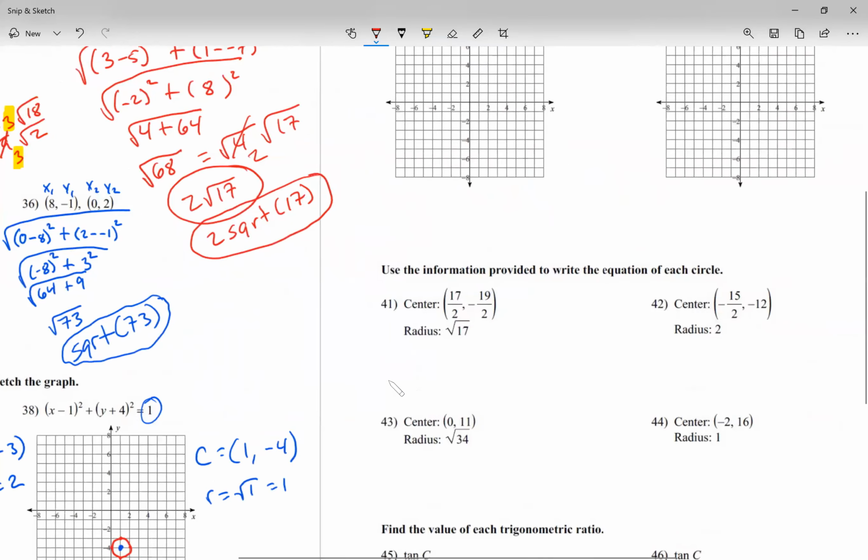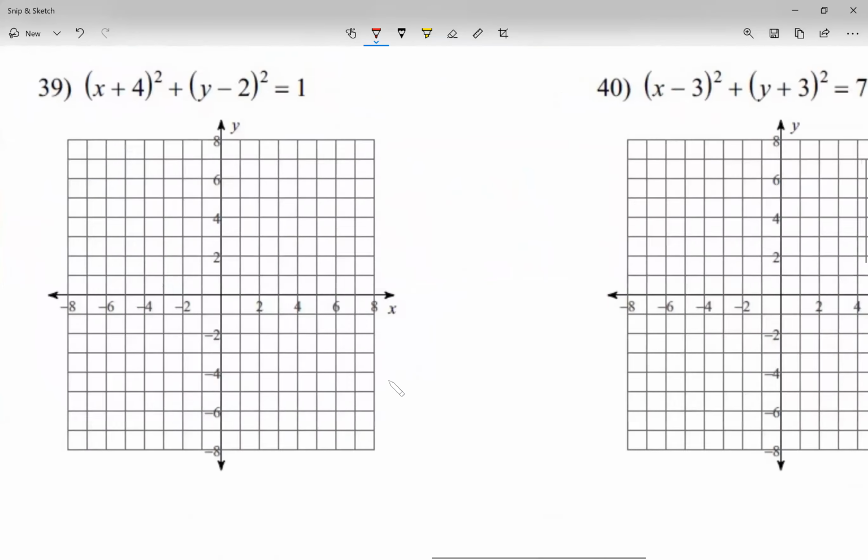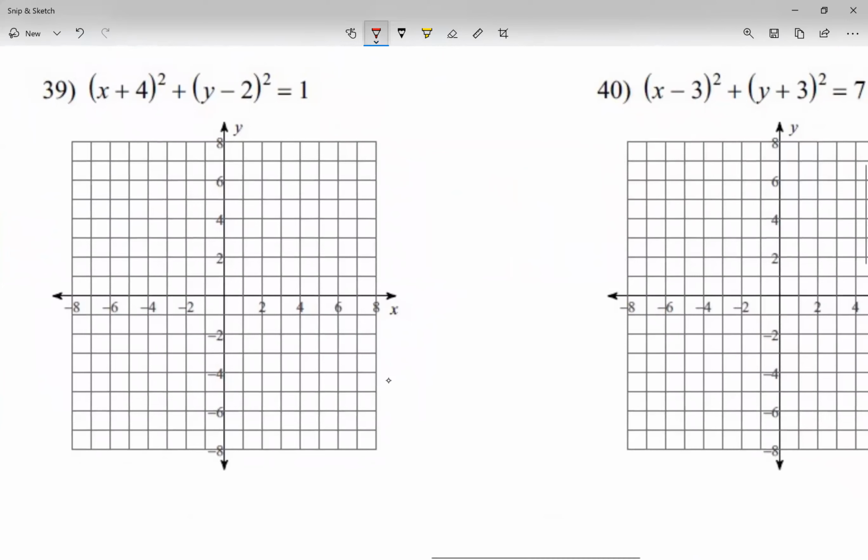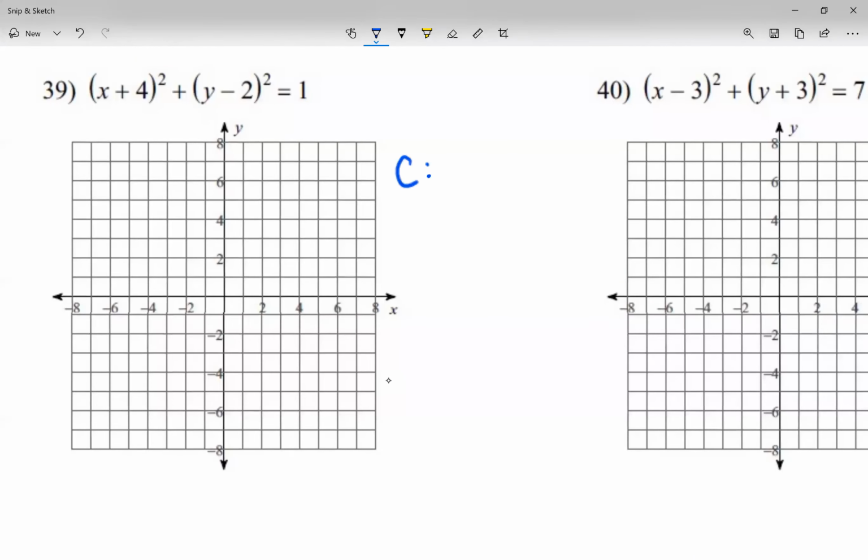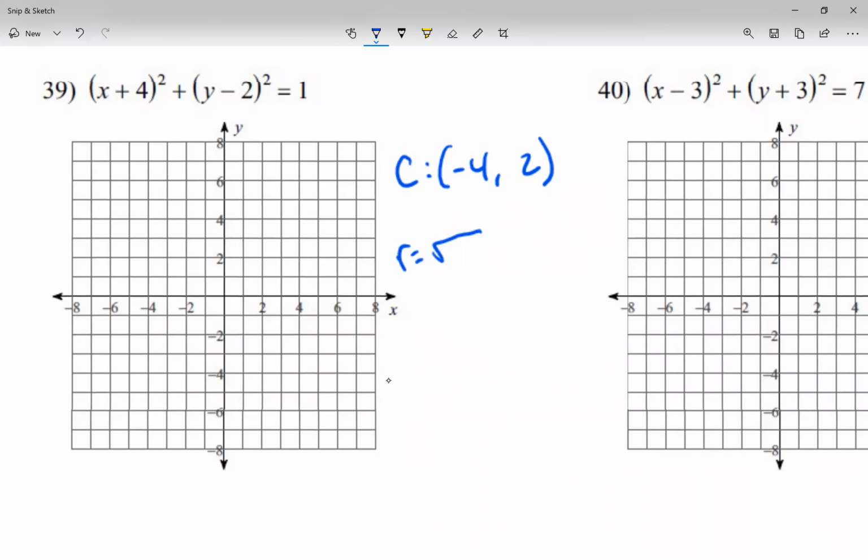I'm hoping you guys are like, this is not too hard. Okay, let's take a look. Question number 39. The center of the circle is going to be -4, +2. Notice I switched the signs. The radius is going to be the square root of the number at the very end. So the square root of 1, and I know the square root of 1 is 1.